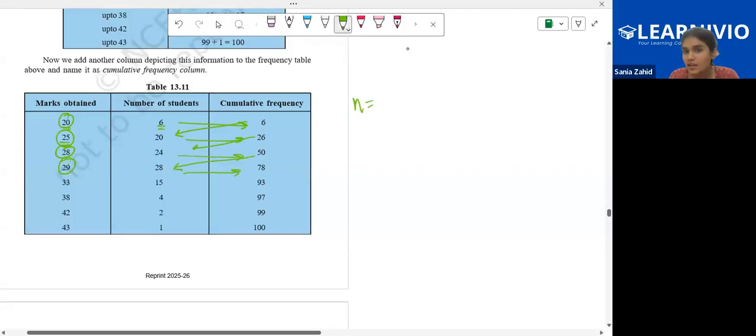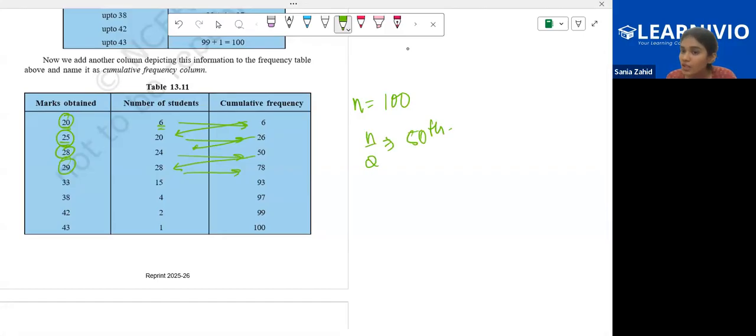So n is 100. If n is 100, what is n by 2? N by 2 is the 50th observation, right? So what is the 50th observation? What do you see anywhere 50 in your cumulative frequency? Do you see 50? Here it is. Now what is the marks obtained by this corresponding 50? The marks are 28, right?